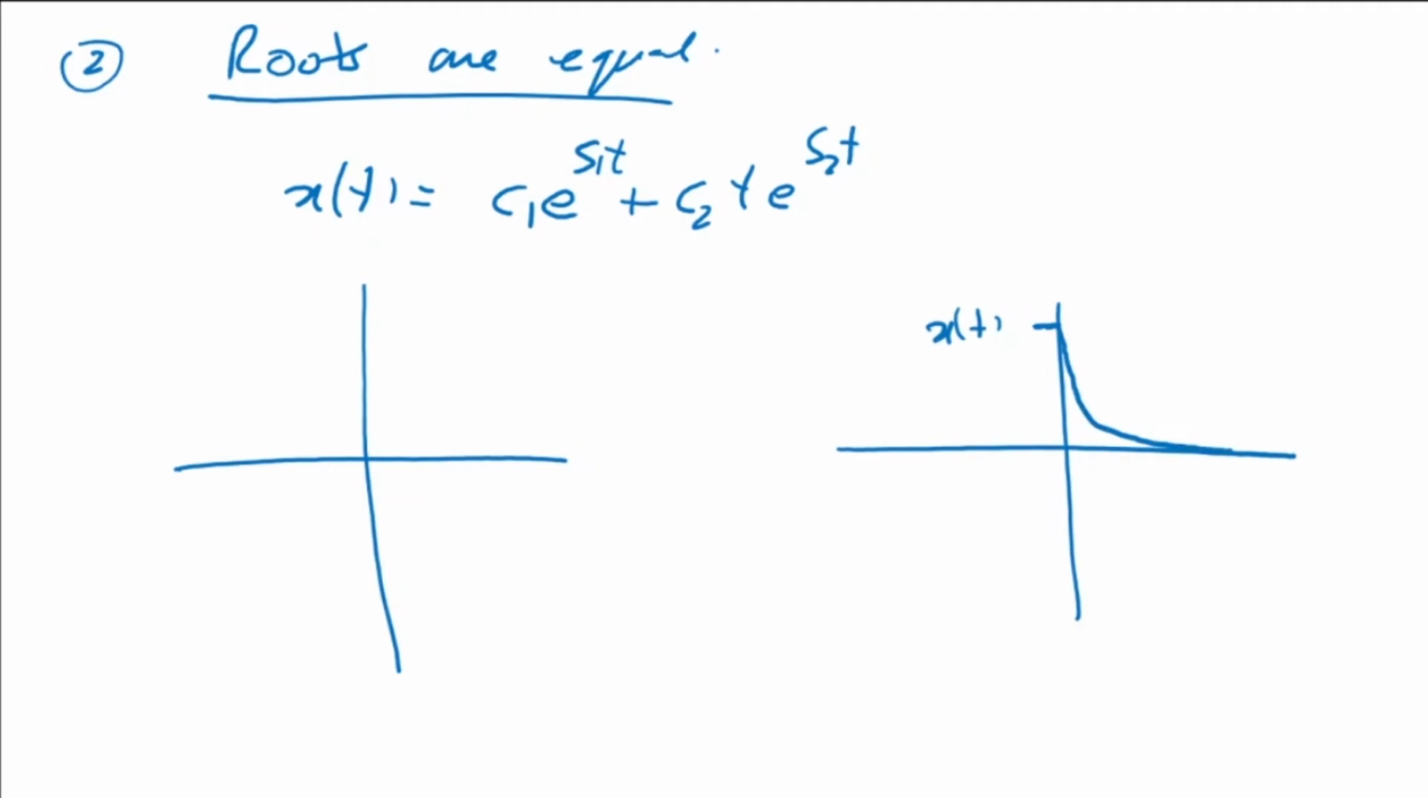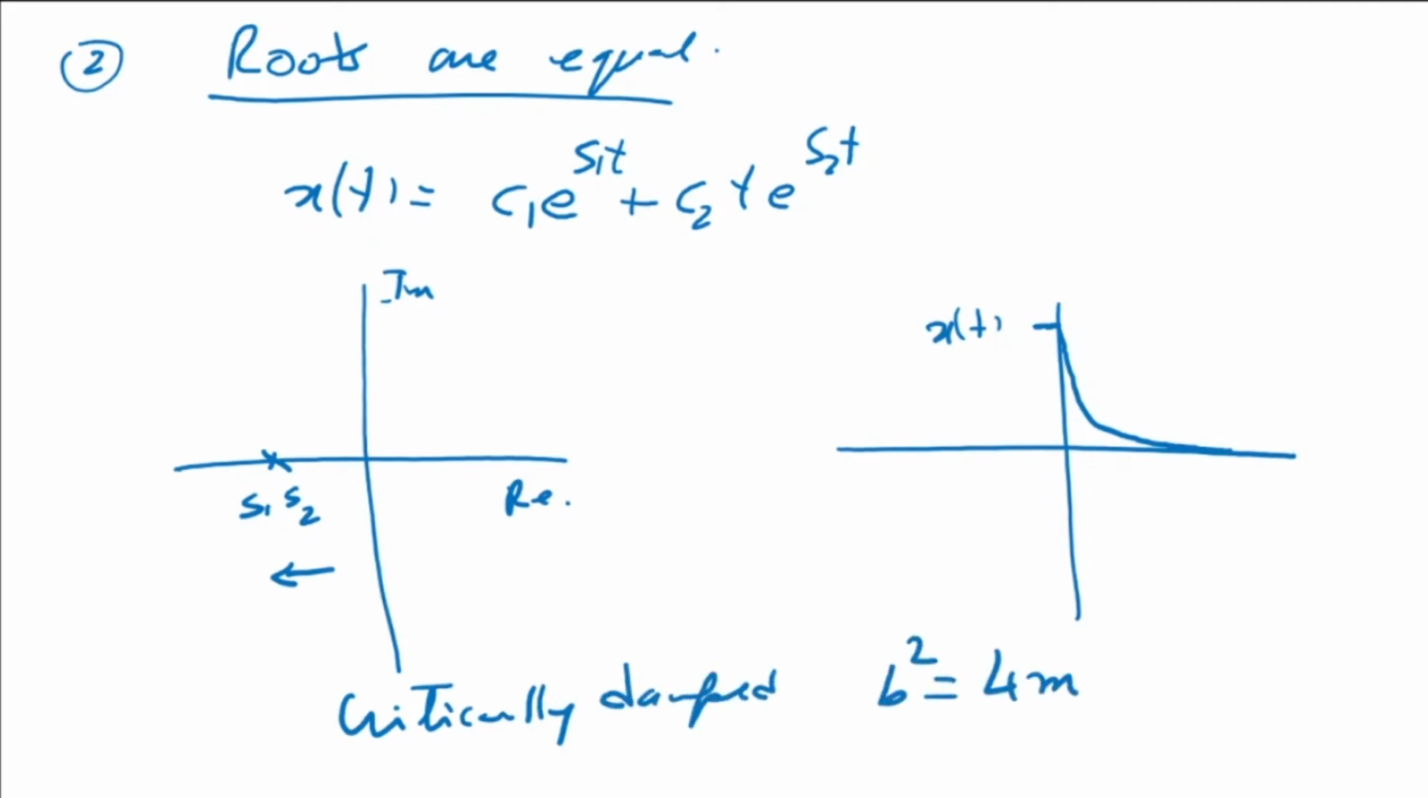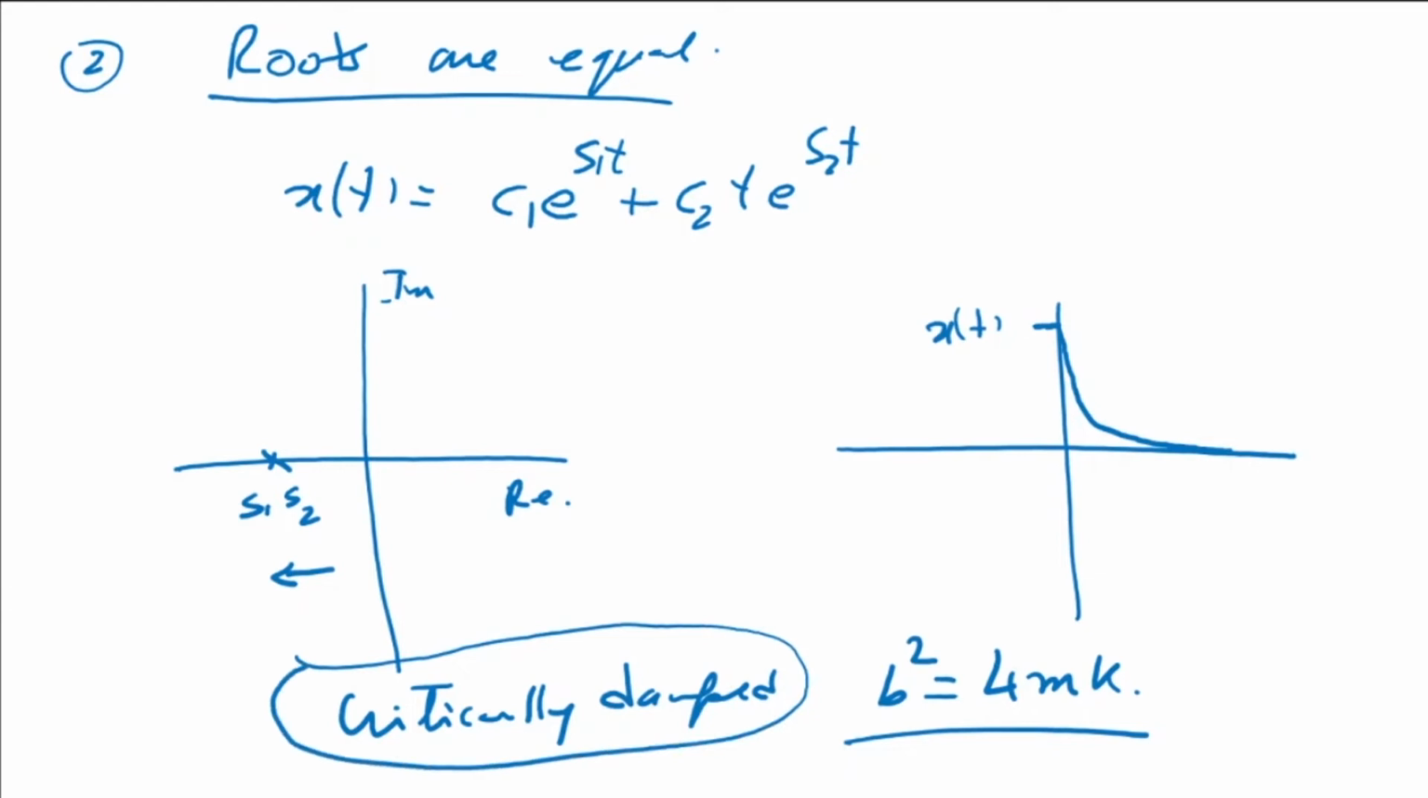Now what about in terms of the poles? We have s1 and s2, which are real and equal roots. This is my imaginary axis, this is my real axis. Because they are on the left side of the imaginary axis, they are still stable. This is basically called a critically damped system, where b squared is equal to 4mk. Under this condition it is going to be critically damped and the roots are real and equal. In most control system design we will assume that the system is critically damped and the roots are equal. This is the second case.